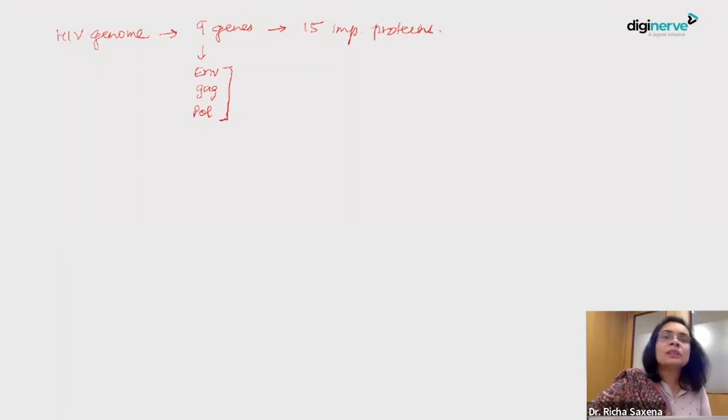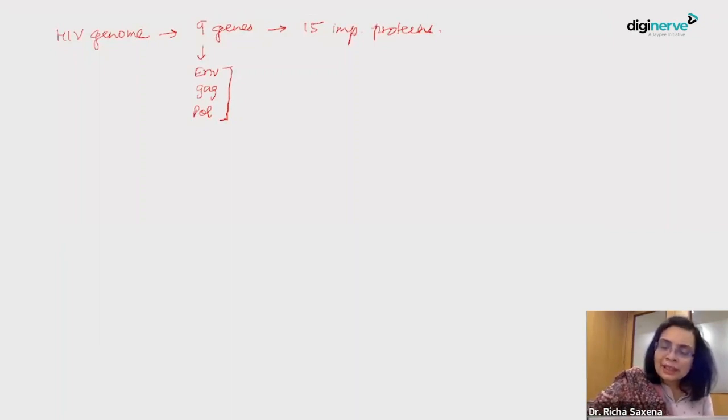Basically the HIV genome comprises 9 genes. These are responsible for production of 15 important proteins in the virus. So what are these various genes and these various proteins? Out of these 9 genes, the 3 most important genes include the ENV, the GAG, and the POL genes. So these are the 3 most important genes in the HIV genome.